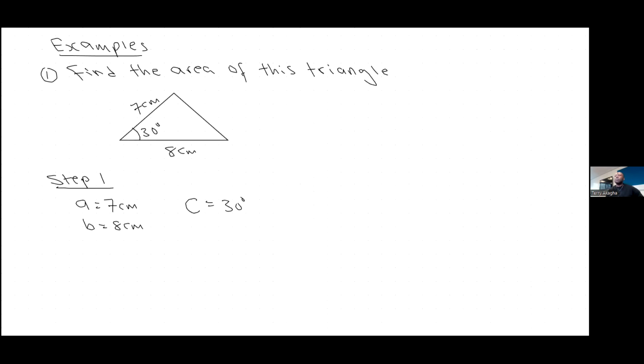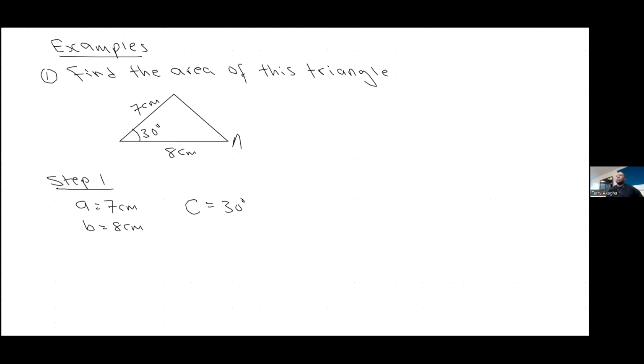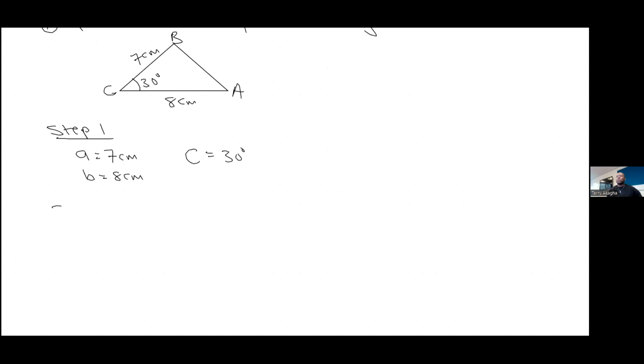Basically, if we call this A, B, and C, are you seeing it? That means this is going to be small letter A, small letter B, and the angle C. All right, so now the next part, step 2, we apply the appropriate formula. We know that area is equal to 1/2 AB sine C. And that will give us 1/2 times A is 7 times B is 8 times sine 30 degrees.